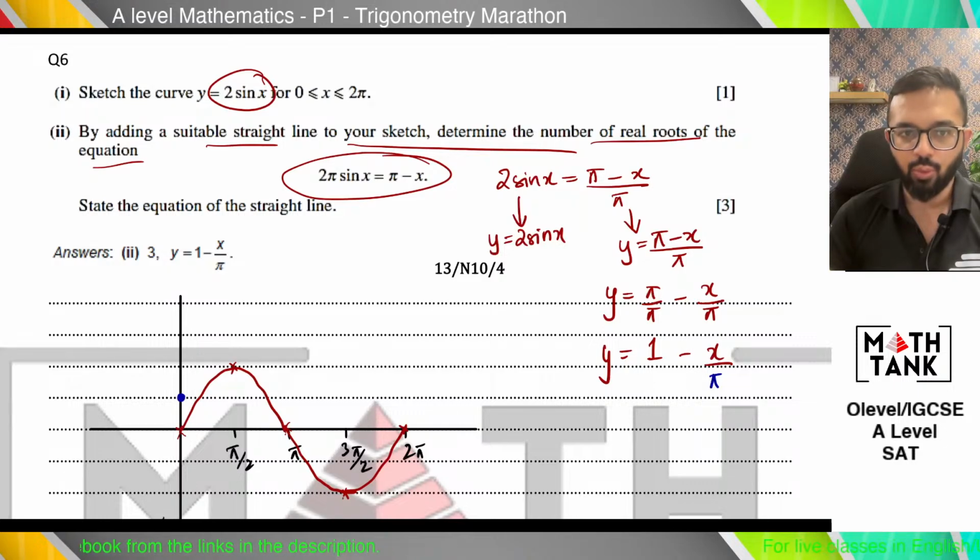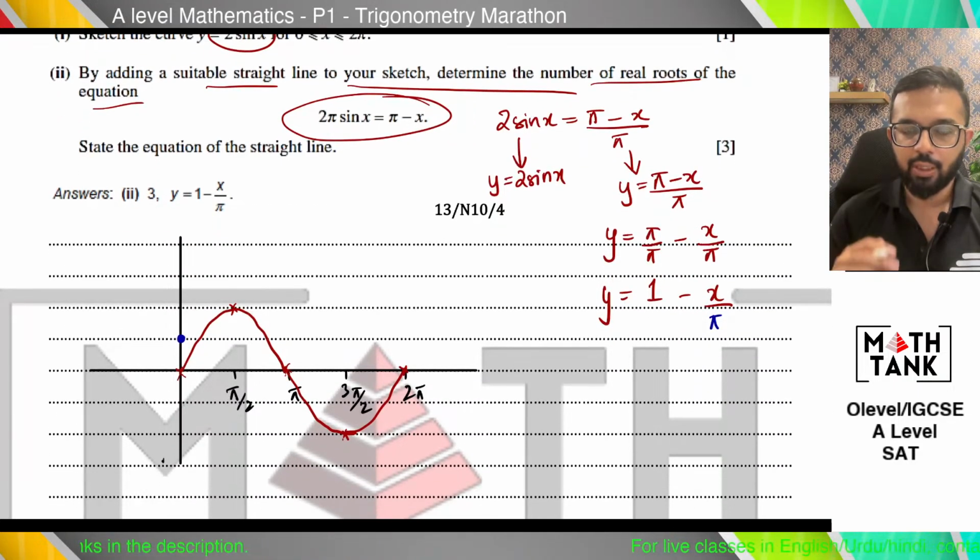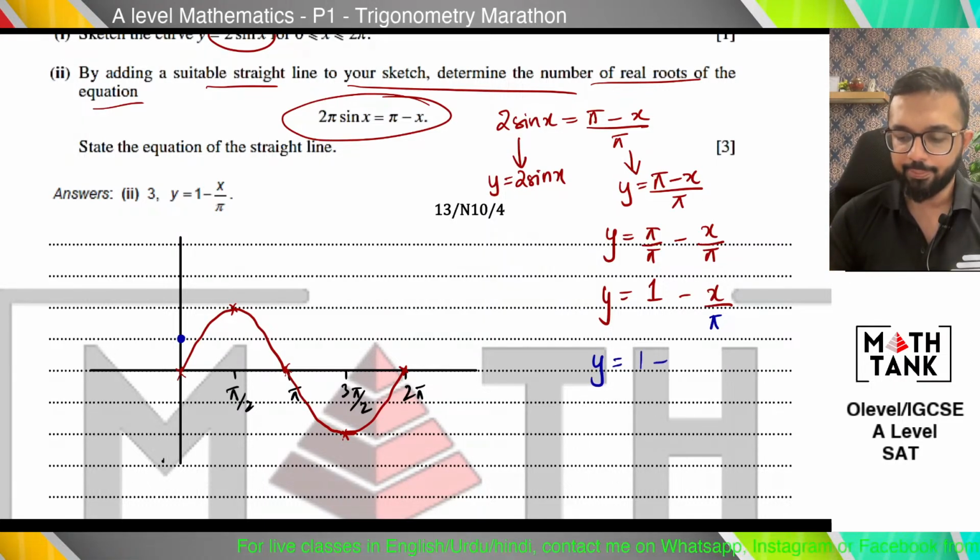I can pick any coordinate on the x-axis. I can pick pi over 2, pi, or 3 pi over 2. So I'm going to pick x equals pi and see where the graph lands. Luckily, it lands on 0. So I know that the other point the line is passing through is this point. Then I sketch the straight line.